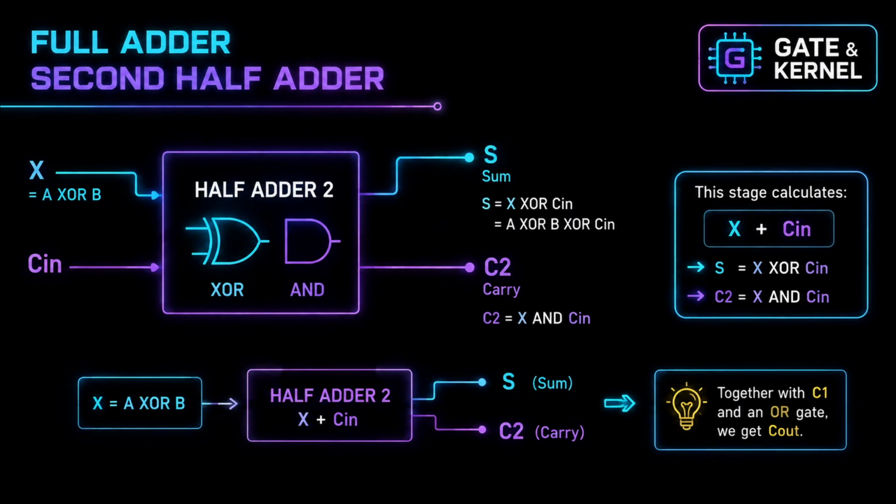Its sum is S equals X XOR Cin. So, S equals A XOR B XOR Cin. The second half adder can also produce another carry. We call it C2. C2 equals X AND Cin. Now we have the final sum, but we still need to determine the final carryout.